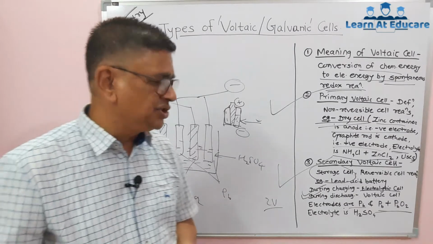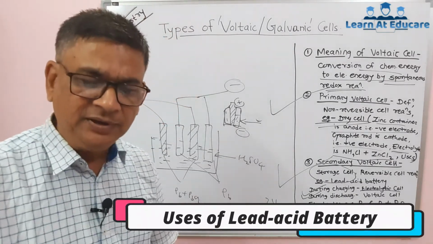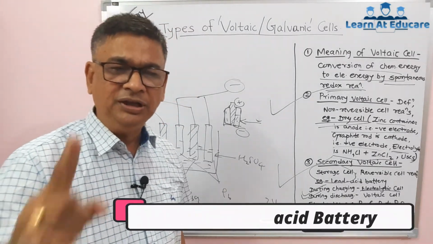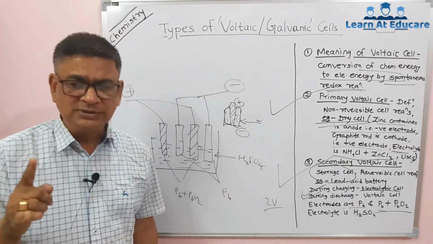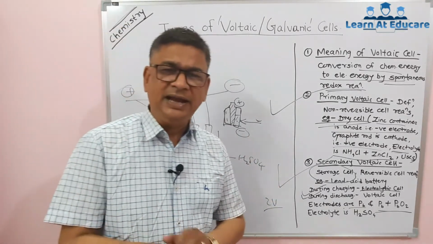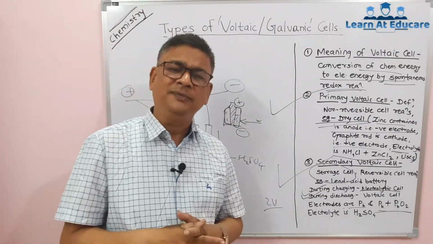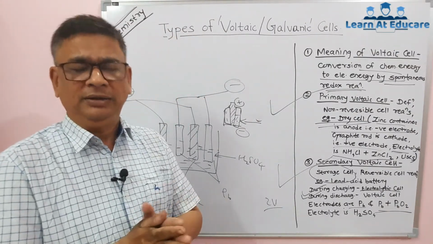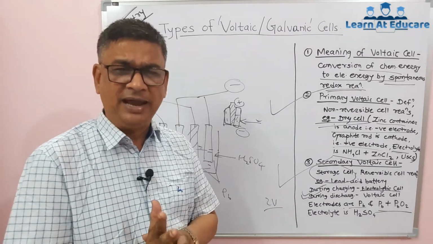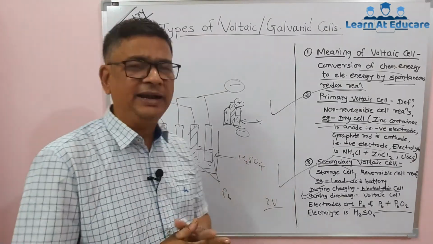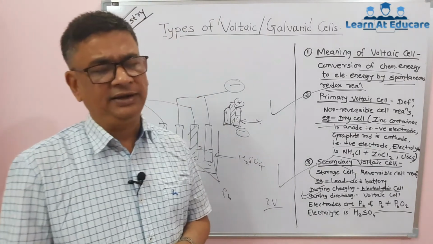We know the applications of this lead acid battery. It is used in households for emergency lights with the inverter, and in two-wheelers and four-wheelers for lighting purposes and all the electricity supply. It is used as the lead acid battery, the source of electricity.